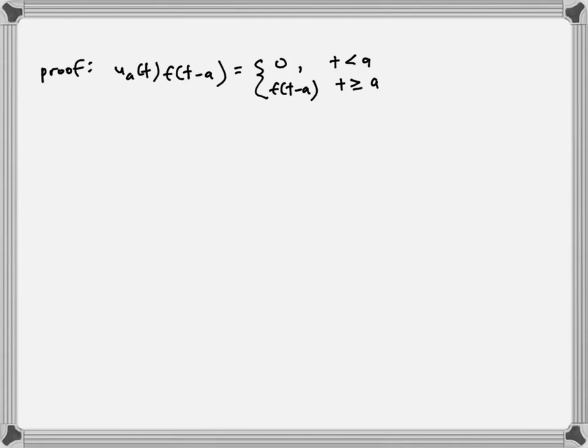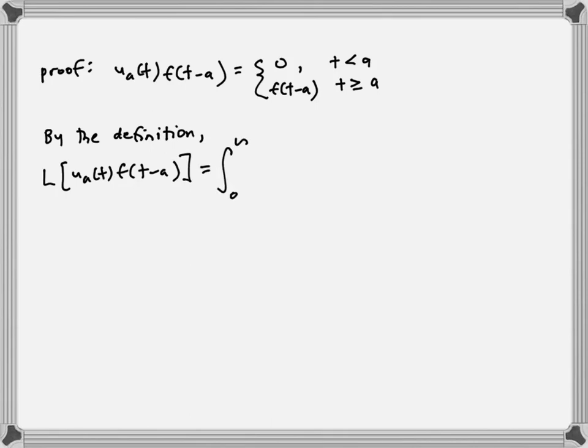Okay, so now we're ready to take the Laplace. So by the definition, the Laplace of u_a of t f of t minus a is equal to, so we know we have to integrate from 0 to infinity. And we know that the definition is just e to the negative st, and then I put that entire function in there, right? u_a of t, f of t minus a, dt.